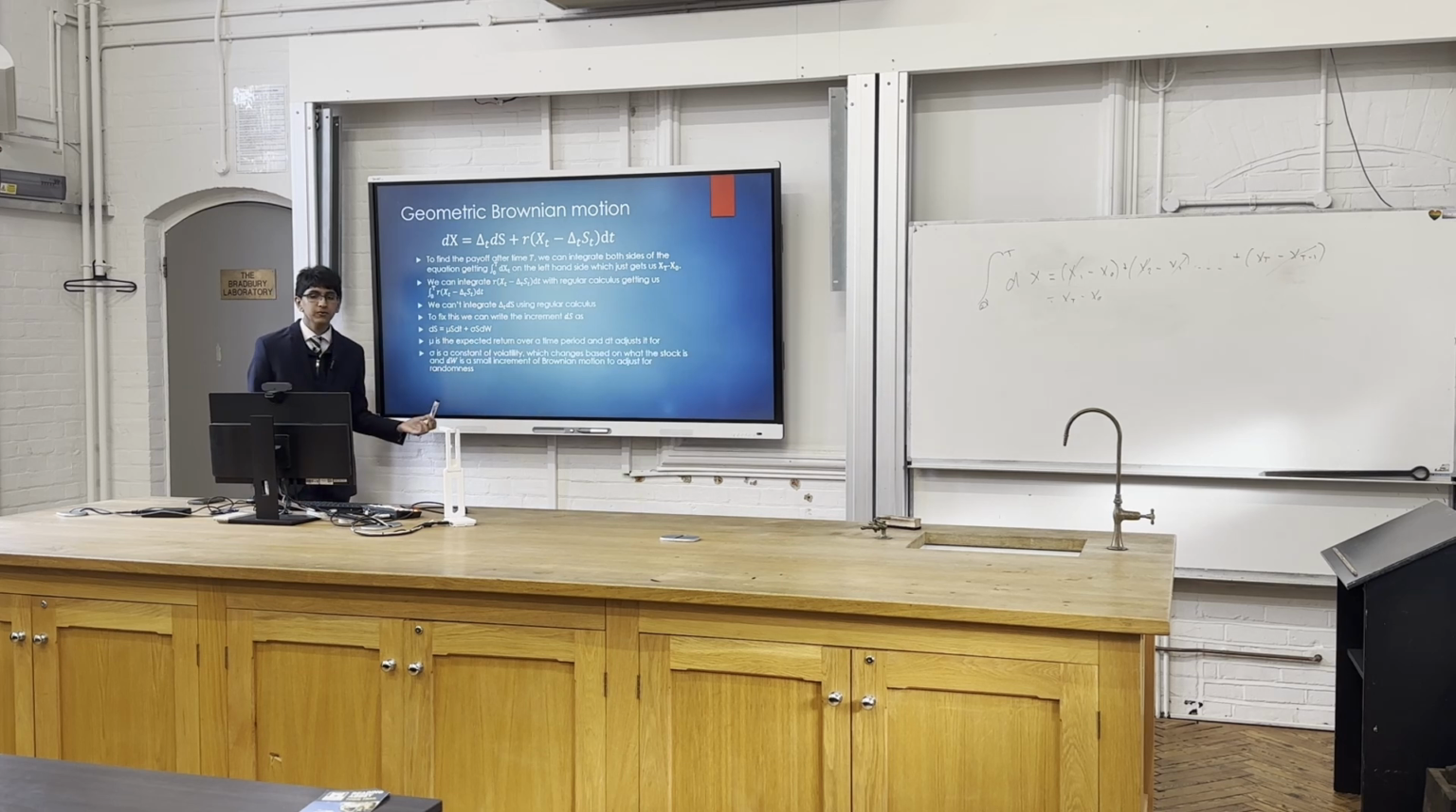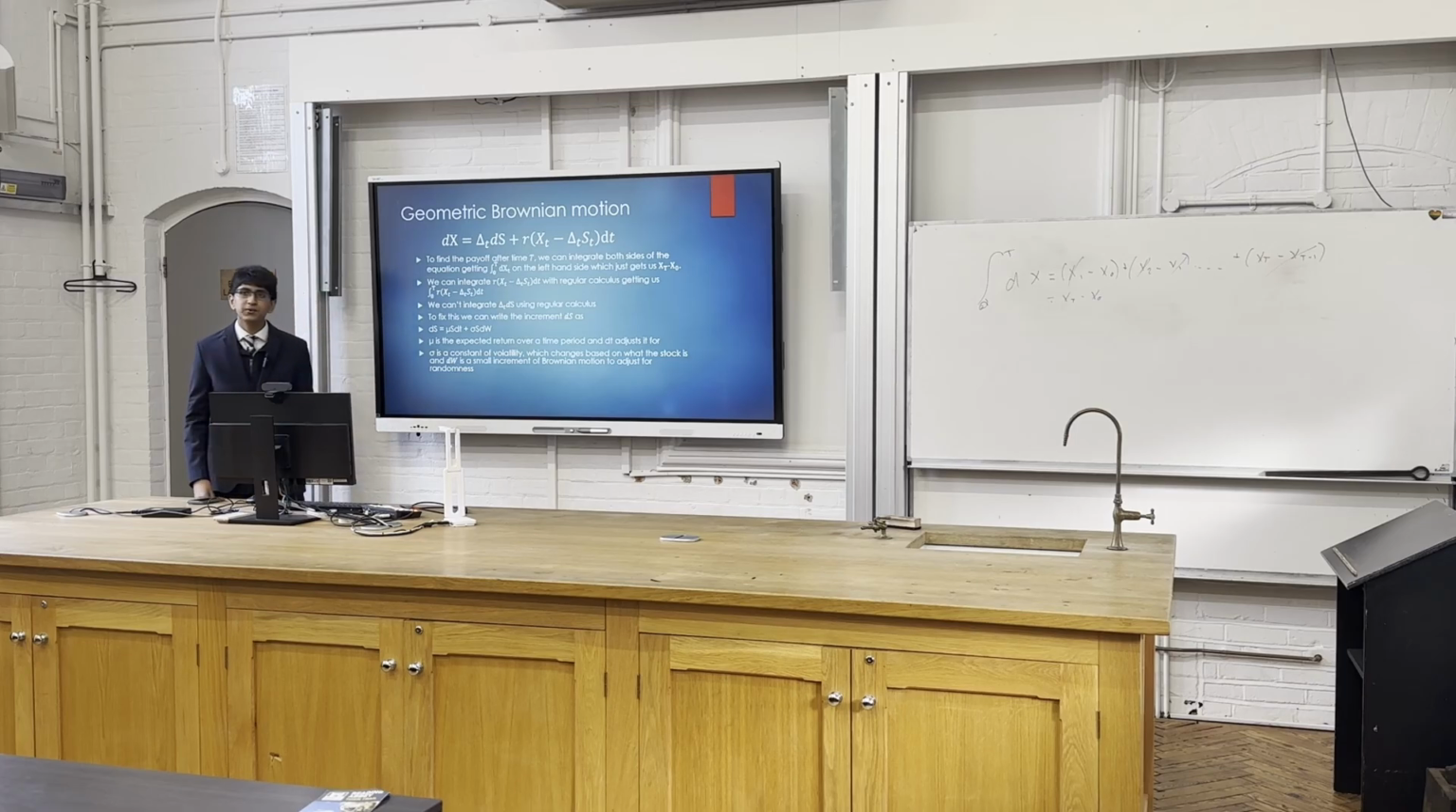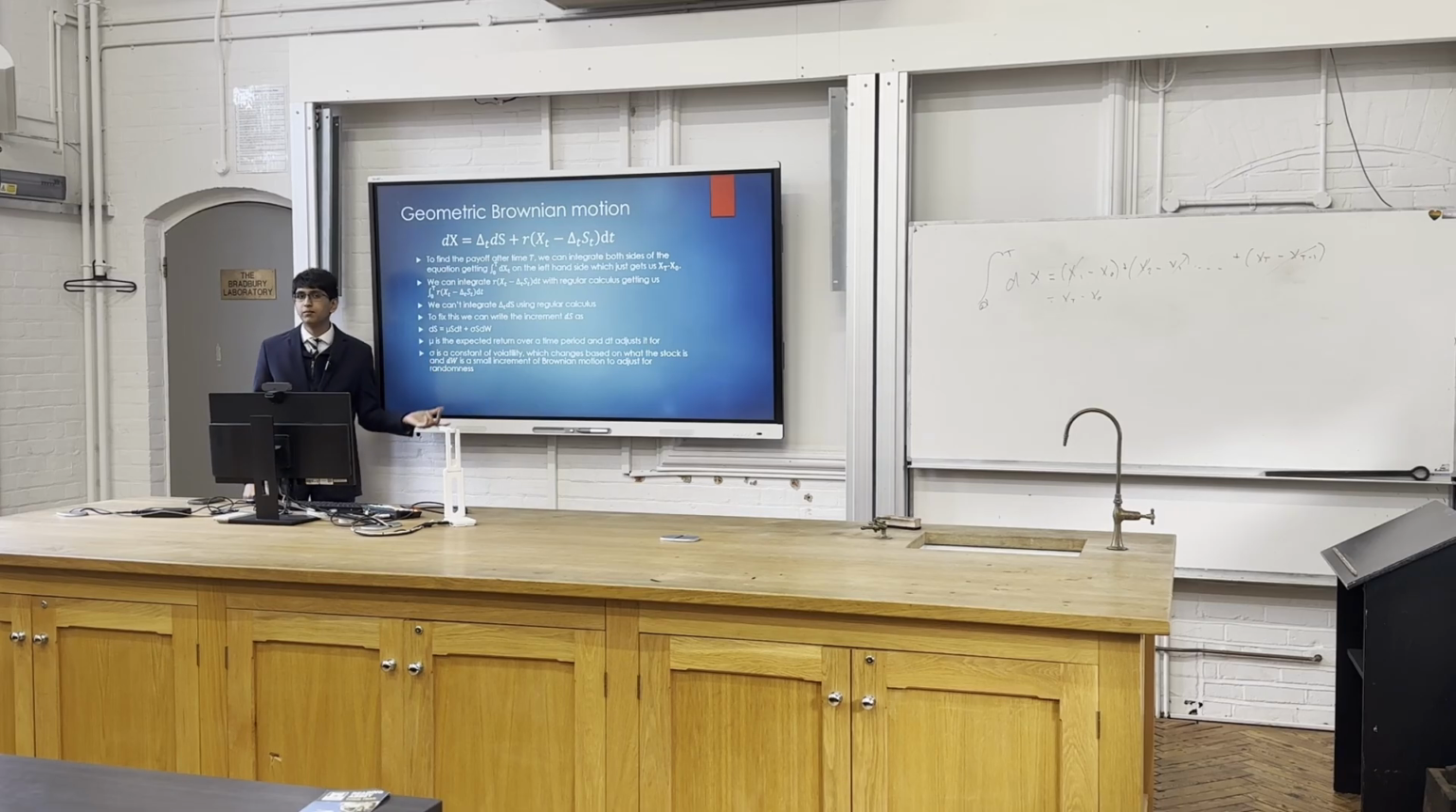So mu is the expected return over a time period, and the dt term adjusts it for the small time period that we're dealing with. We talked about this at the beginning with the NVIDIA stock price, right? We can calculate it using past data. For our purposes, this is just a constant, but there are some cases where mu could be a variable, a changing expected return, basically.